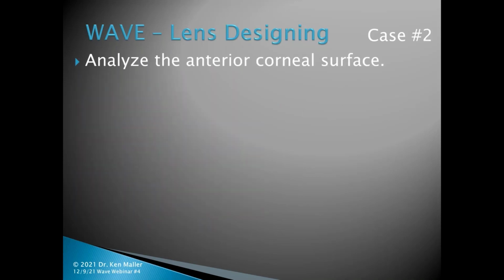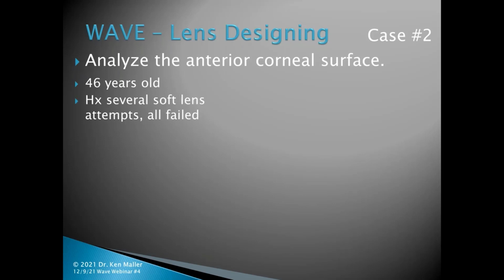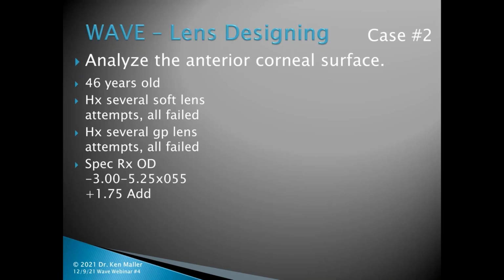All right, let's go to case number 2. Very similar to what we just did. We're going to start with analyzing the corneal surface. So this is a 46-year-old. History of several soft lenses, and they all failed. We also had a history of several GP lenses, and those all failed as well. One reason or another, this patient had not been successful with any of the attempts.